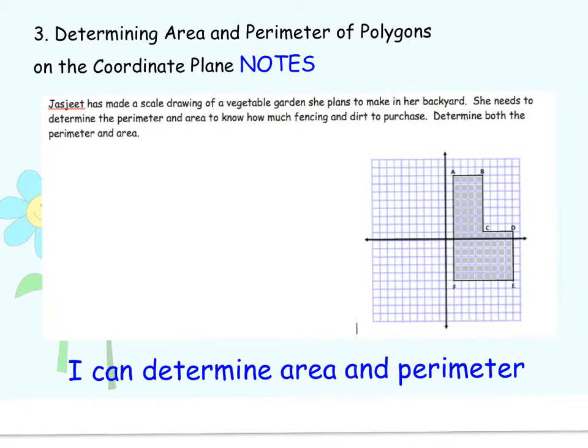Hi everyone. Today we are still working with area, but we're going to add in the perimeter of polygons on the coordinate plane. So could you take a moment? This is very similar to the last lesson, finding the area.